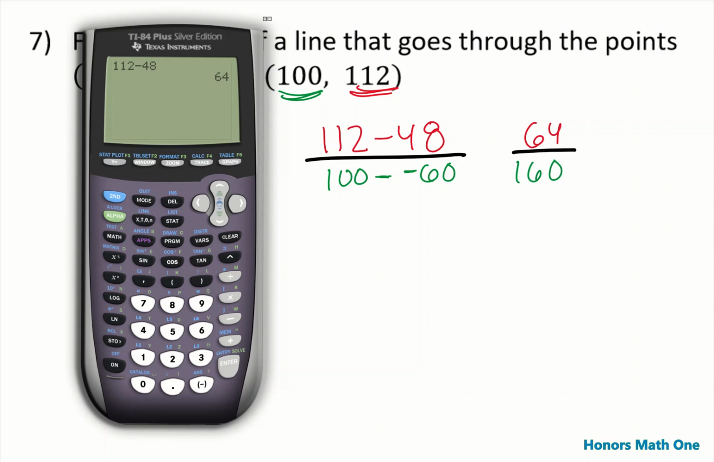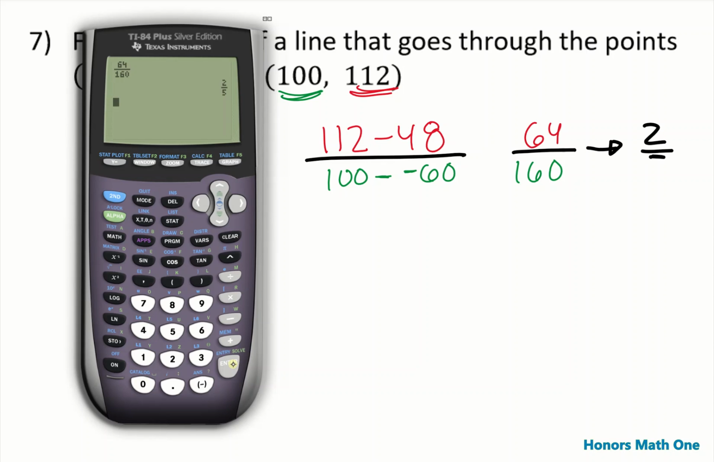So I'm looking at 64 divided by 160, and I think that simplifies quite nicely. So I'm just going to go ahead and grab the fraction template. Again, it's alpha and then this F1 button, and you can see option 1 is the fraction. So I'm going to put in the numerator a 64, and in the denominator I'm going to put 160. And when I press enter, you can see that the calculator reduces that to 2/5. So this is equal to 2/5.